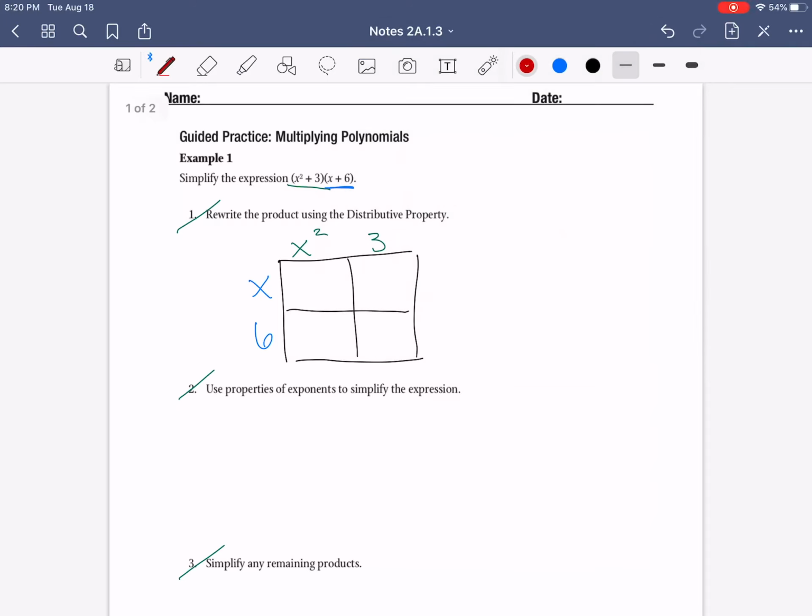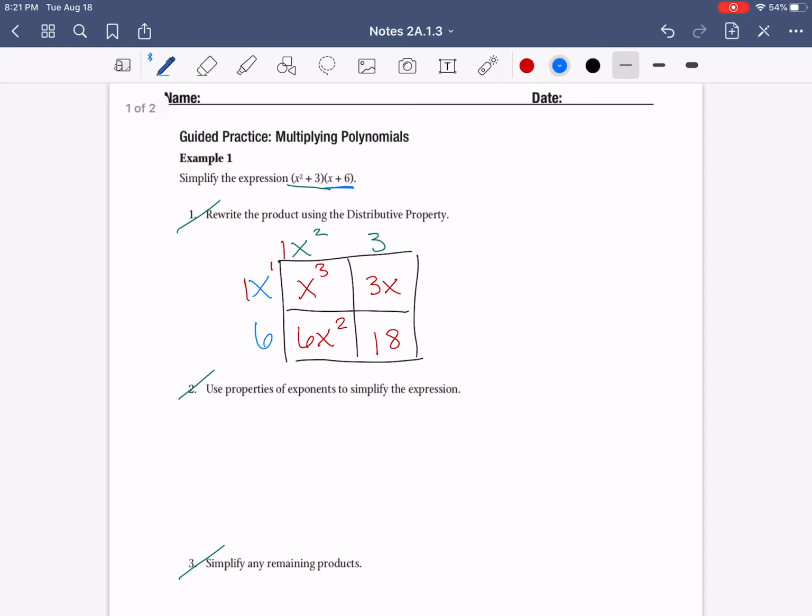So when I multiply x times x, you multiply coefficients. It's really just ones in front, right? So it's 1 times 1 is just 1. I don't have to write it. And then x times x squared, you add the exponents. 1 plus 2 is 3. So this one's x cubed. Then we multiply 3 times x. Well, you just put those together as 3x. x squared times 6. 1 times 6 is just 6. And then you just keep the x squared. And then the last box, 6 times 3, that's 18.